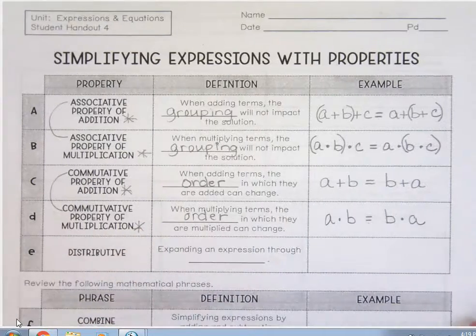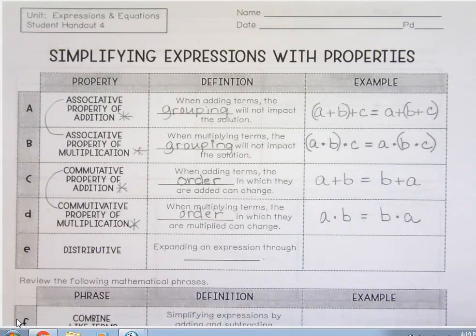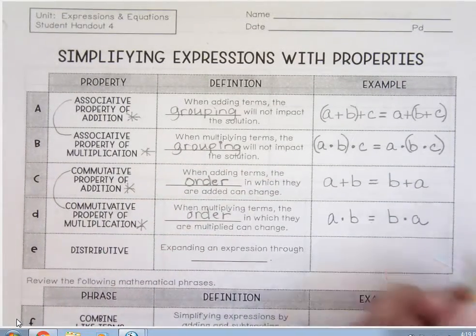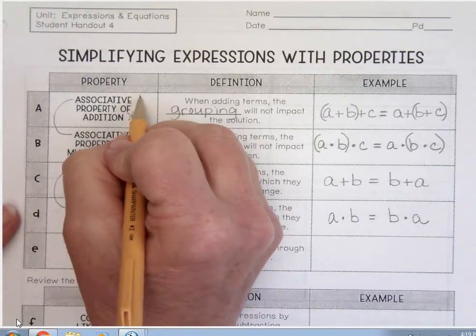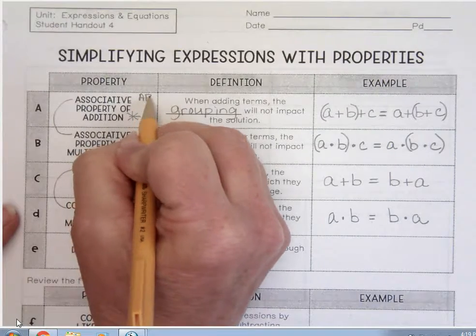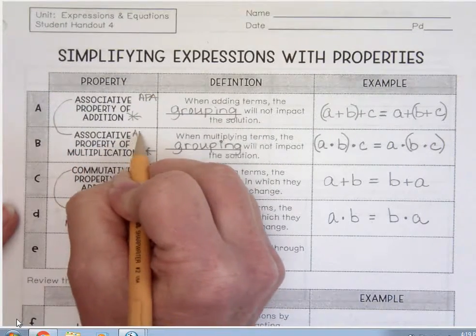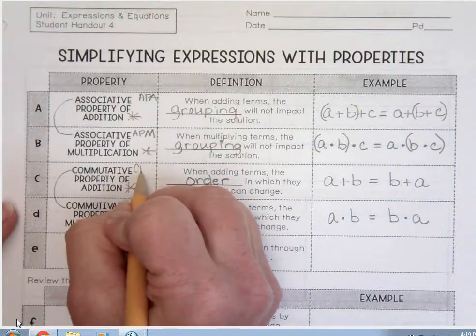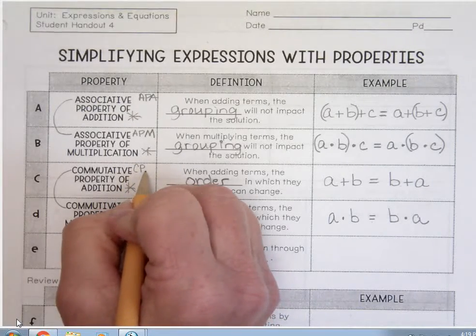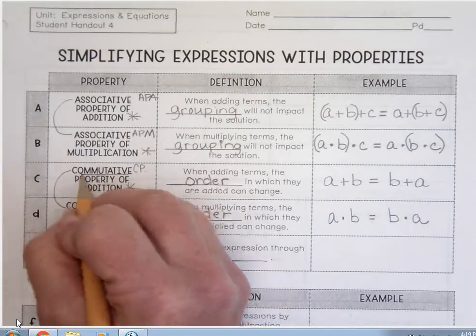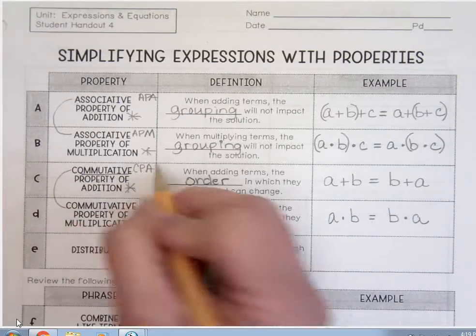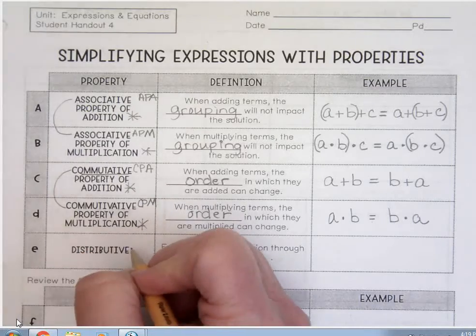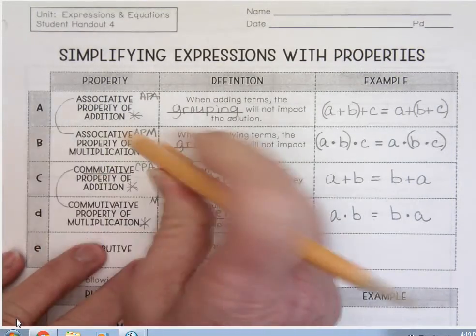We'll abbreviate these using acronyms: associative property of addition, associative property of multiplication, commutative property of addition and commutative property of multiplication. And that's how we abbreviate that.